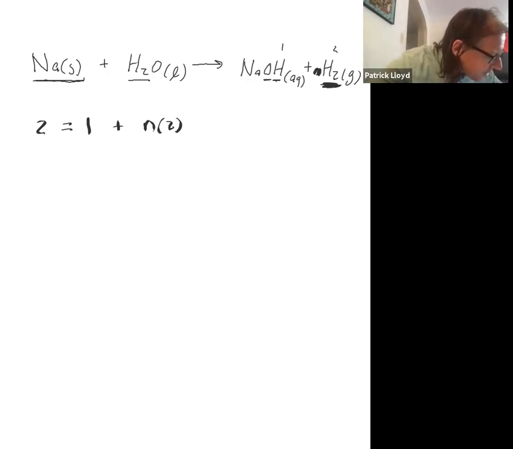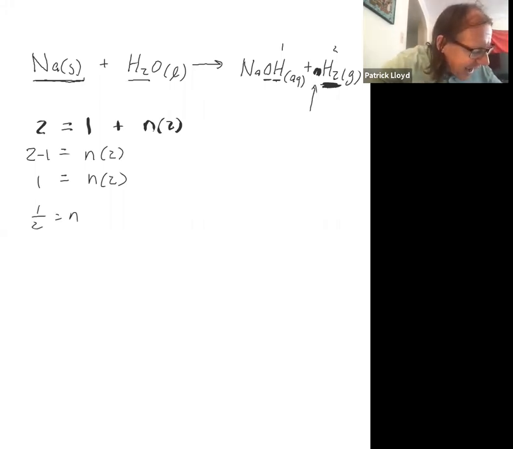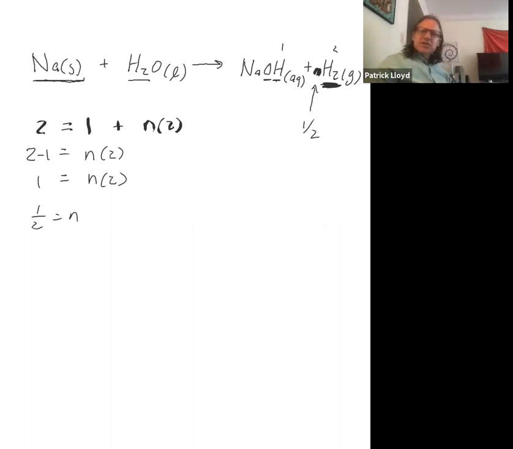Well, if you think about it, algebraically, if you subtract 1 from both sides, you get 2 minus 1 is equal to n times 2. So 2 minus 1 is 1. And so n times 2, divide both sides by 2, and n is a half. So that means if you put a half here, that's actually going to balance the equation. So that's one way to balance the equation. Let me show how that would look.